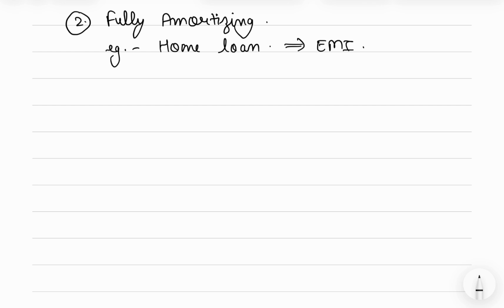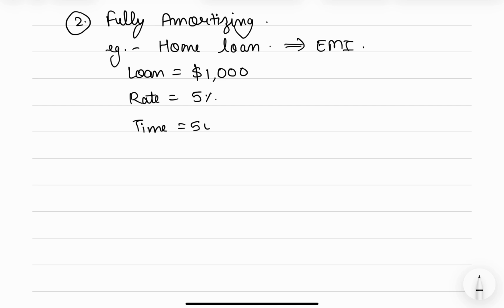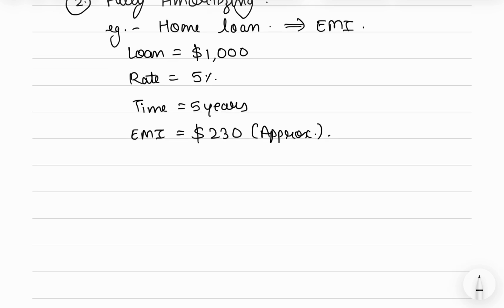So let's take an example here that the loan is of $1,000. It's a hypothetical example of a very small amount, just to understand it clearly, and the rate is 5% and the time is 5 years. So let's take the EMI around 230, that is an approx value. Just for our discussion we are doing this. So these are the terms of your home loan.